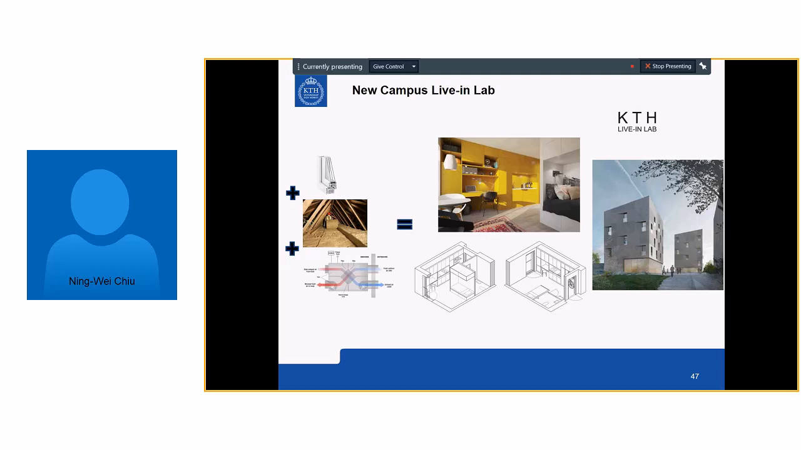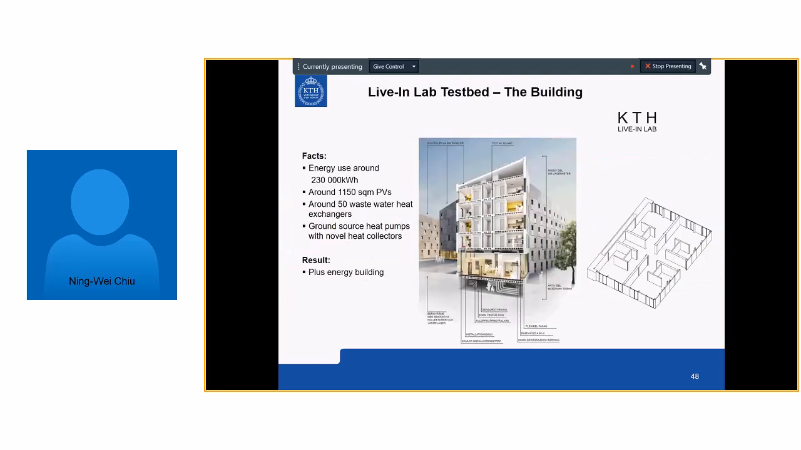That's the interior of one of the rooms. So here we have already implemented for the whole building geothermal boreholes with heat pumps. So that's one of the technologies already in place. So ground source heat pumps with novel heat collectors. We have wastewater as well. So the hot shower water, you can recover the heat as well. So 50 of those heat exchangers.